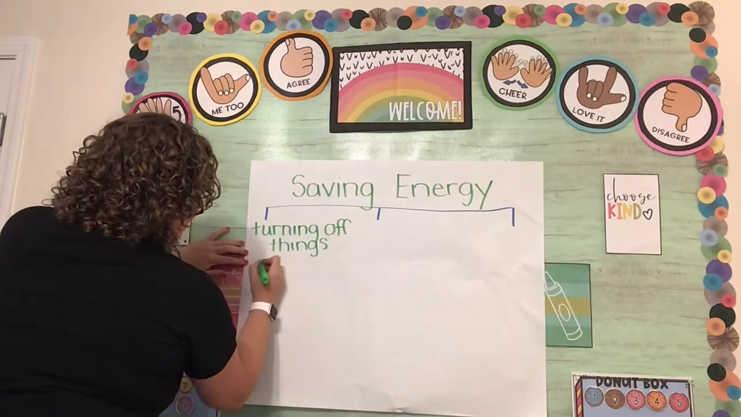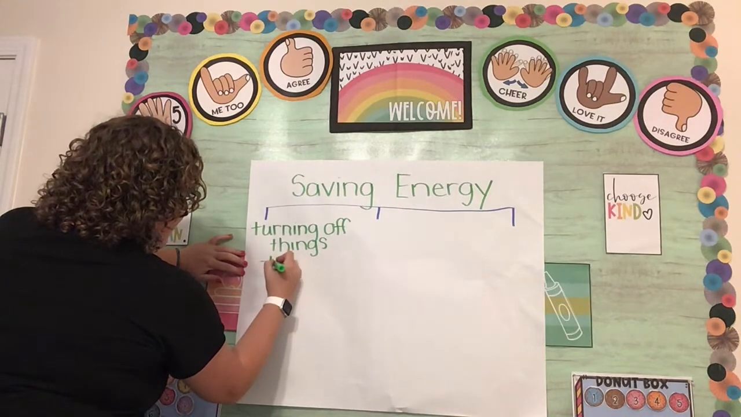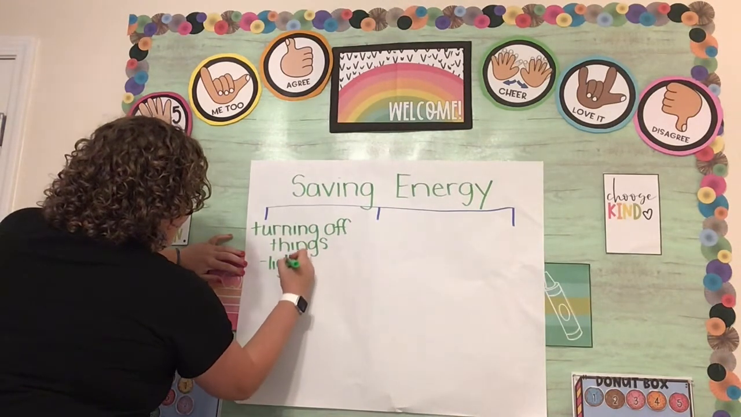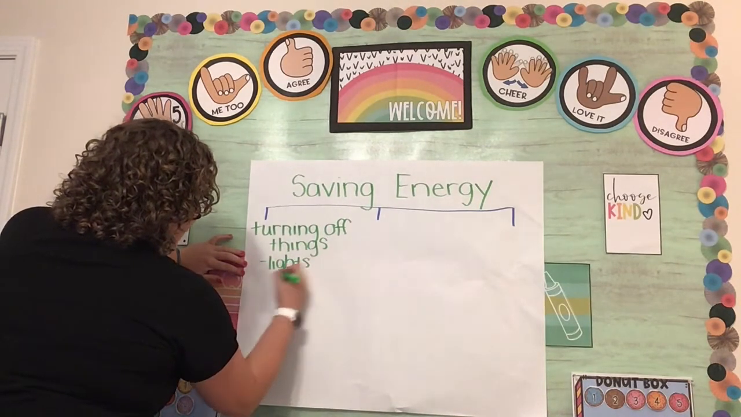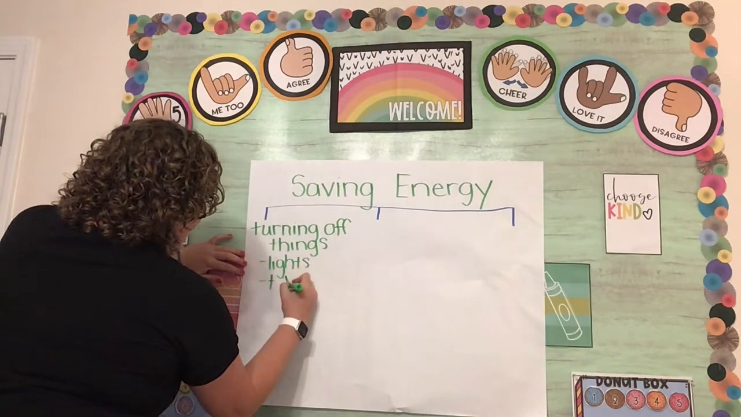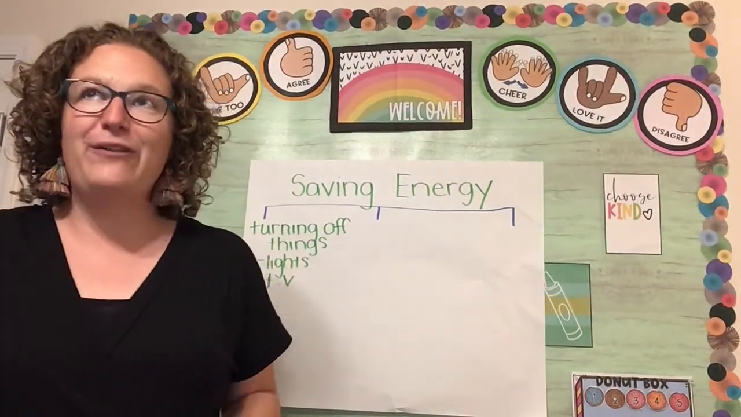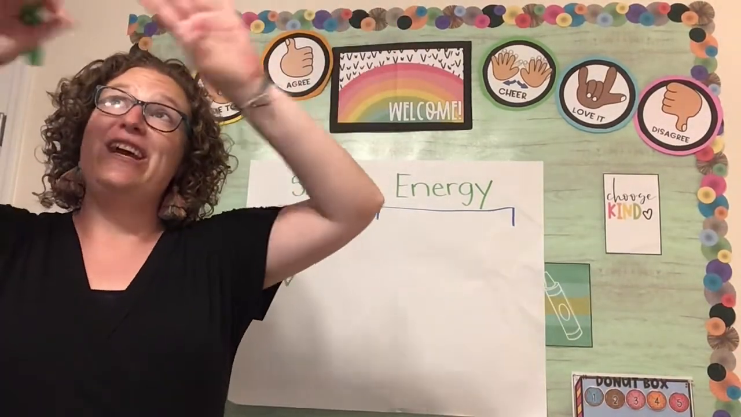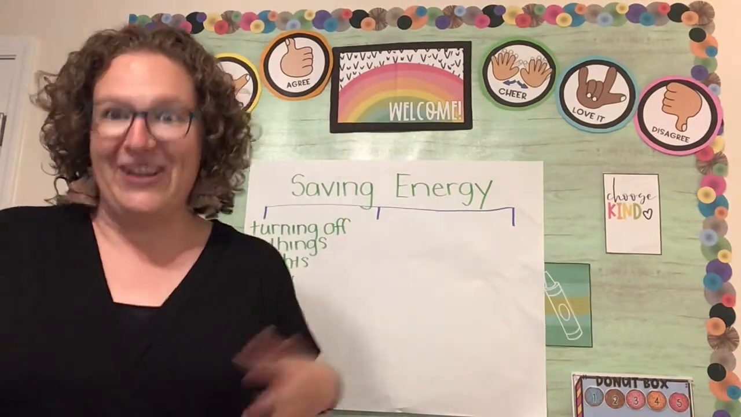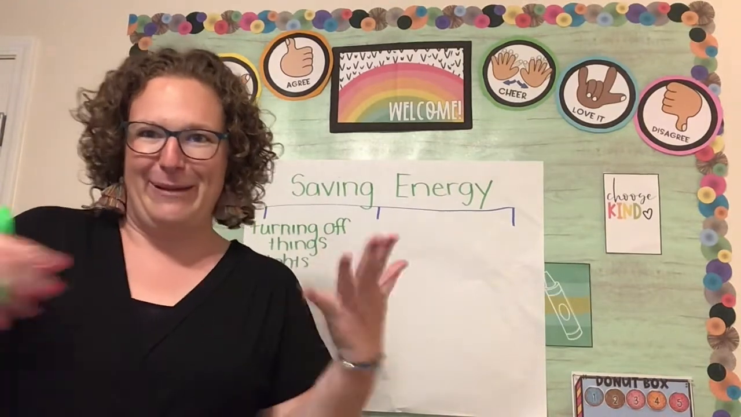Then underneath it, I'm going to write more about this category. I'm just going to put lights and TV to help me remember. What was another detail from the book? So we have saving energy. One of my raindrops is turning off things. What's another raindrop that we could have? Shout them out at me.